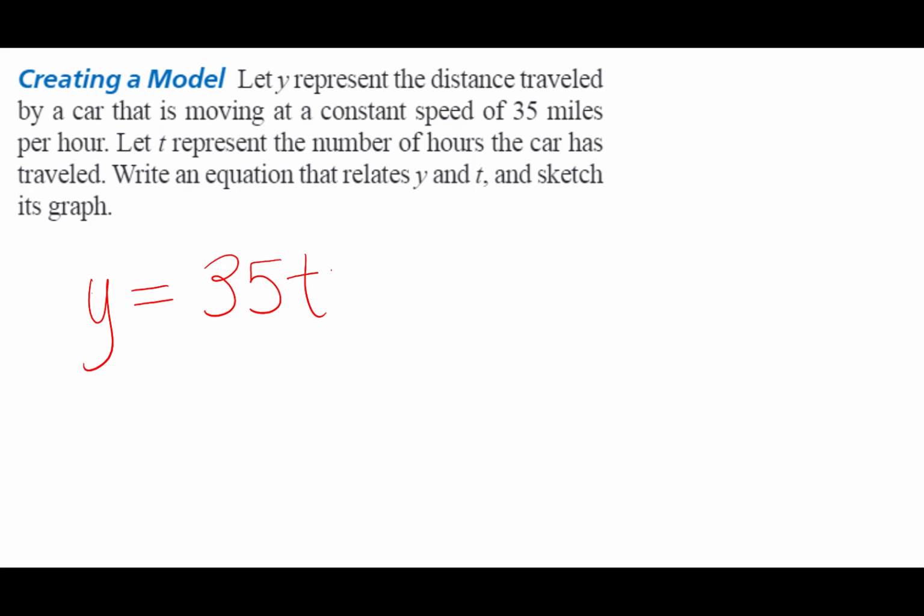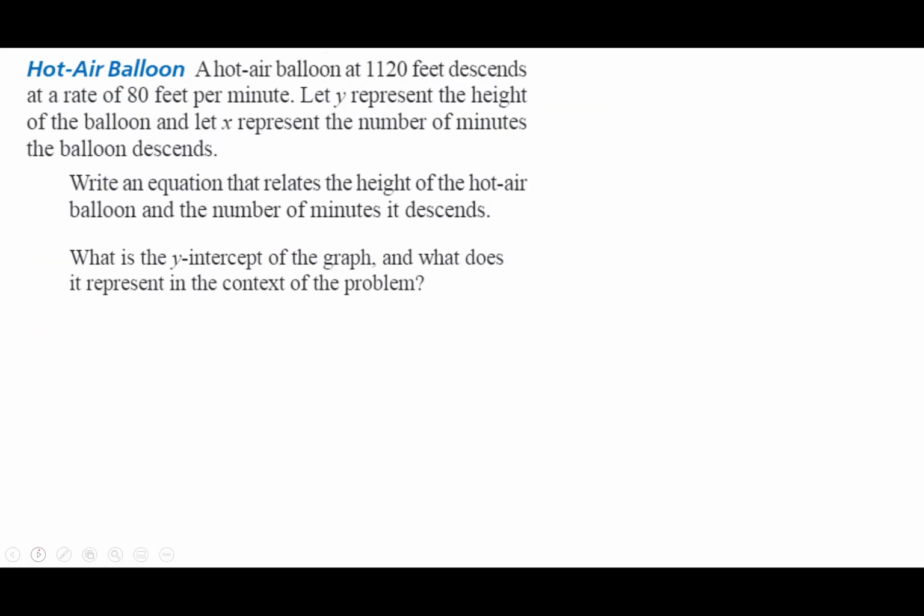So if t was 2, you would plug 2 into the equation to get 70. But for this problem, this is your final answer. A hot air balloon at 1,120 feet descends at a rate of 80 feet per minute. Did you hear that? There's your rate, 80 feet per minute. Let y represent the height of the balloon, and let x represent the number of minutes the balloon descends.